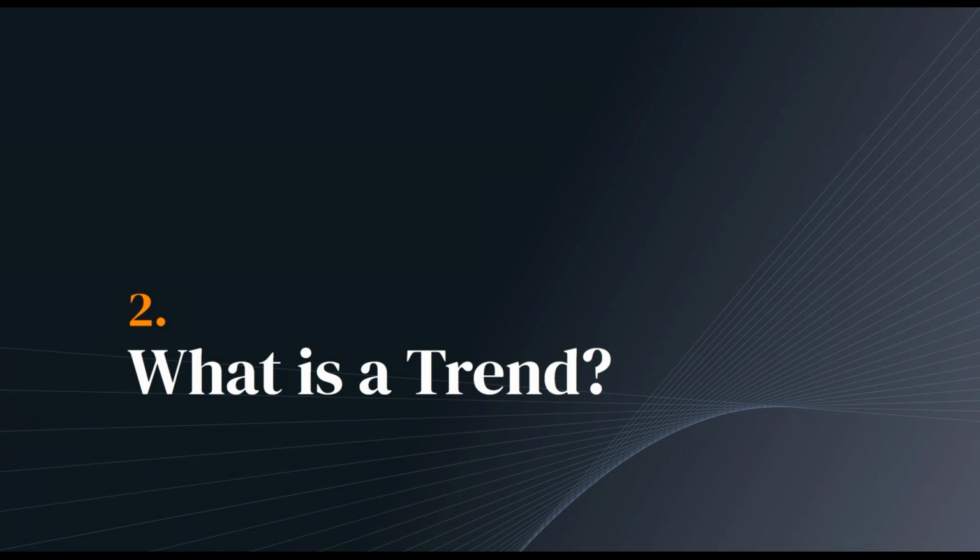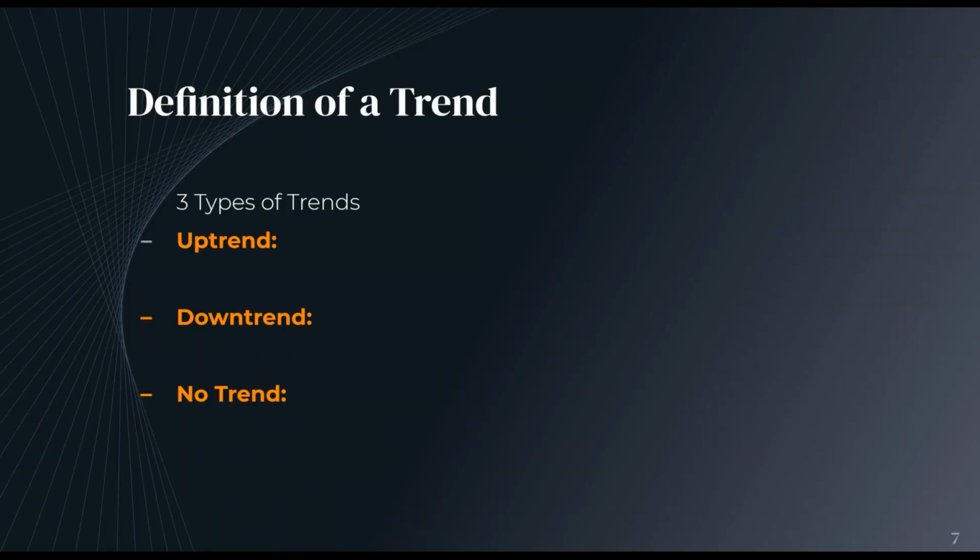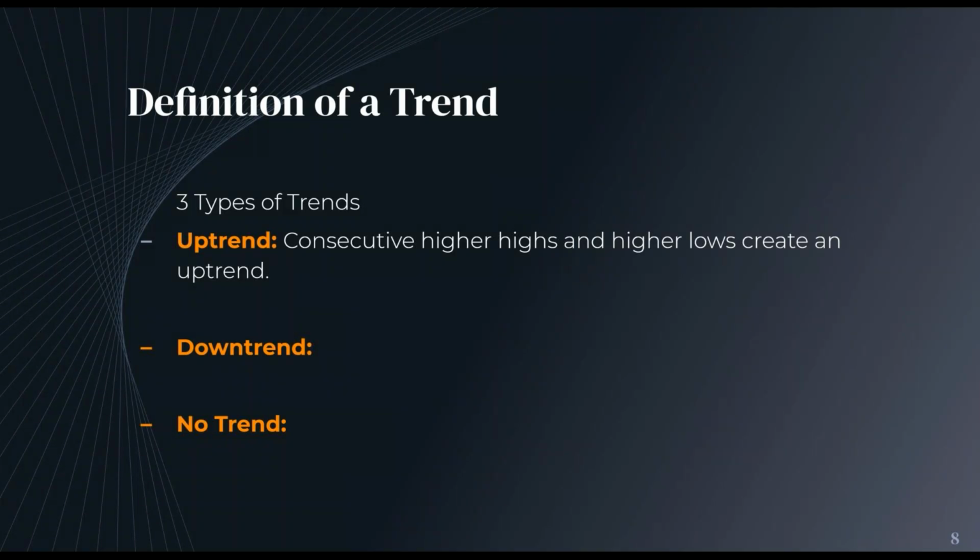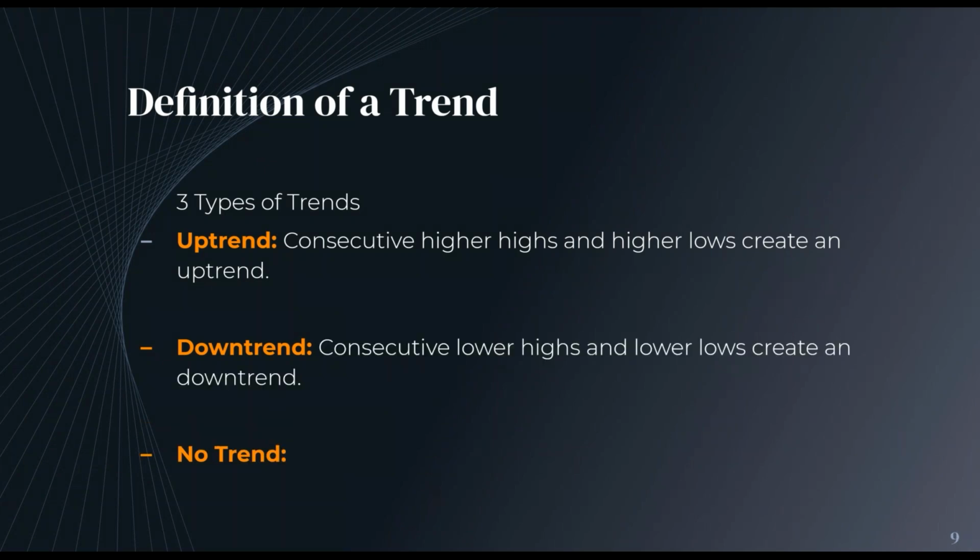Now, what is a trend? Well, we have 3 different types of trends. First, there's an uptrend. An uptrend involves consecutive higher highs and higher lows. A downtrend involves consecutive lower highs and lower lows. No trend is when the market moves sideways. The price isn't really moving up, it's not really moving down. It's bound in a range, and the levels of these ranges can change.